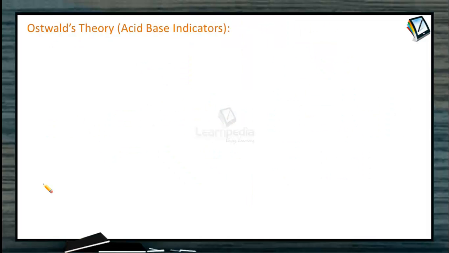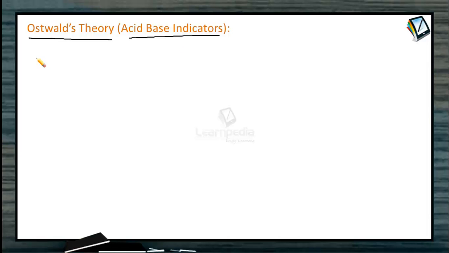Let us now discuss Ostwald's theory of acid-base indicators. Why do these different substances like phenolphthalein, methyl orange exhibit different colors in aqueous solution? What is the functioning of these indicators to exhibit different colors depending upon acidic or basic nature, which was explained in detail by the scientist Ostwald and is known as Ostwald theory of acid-base indicators.